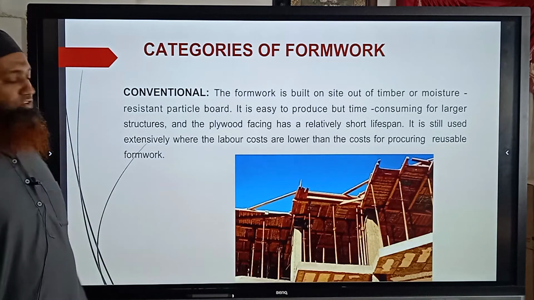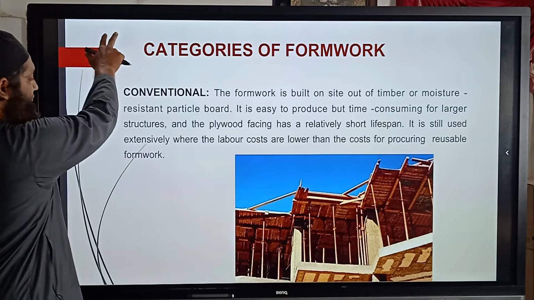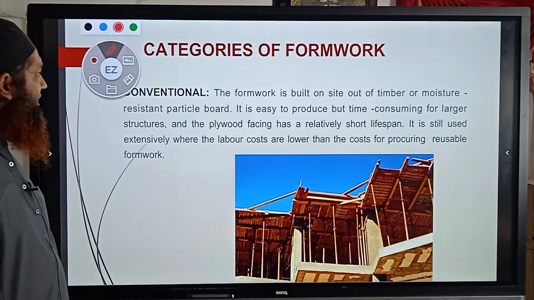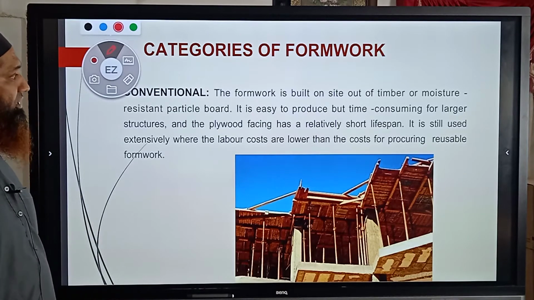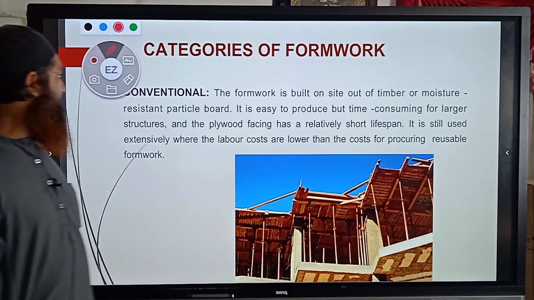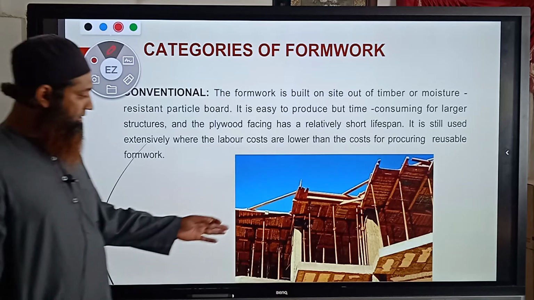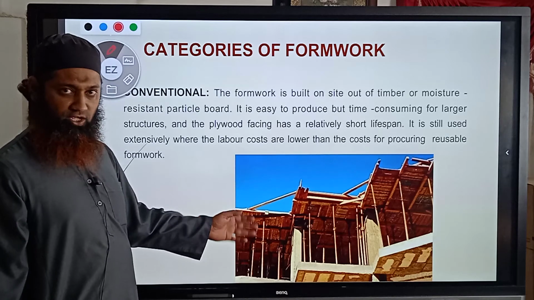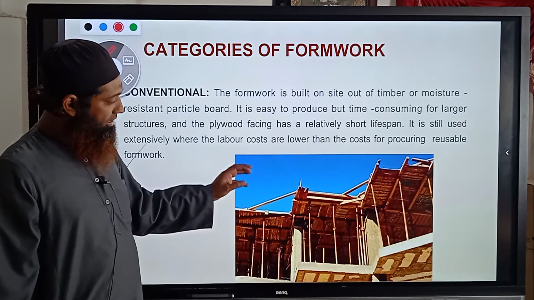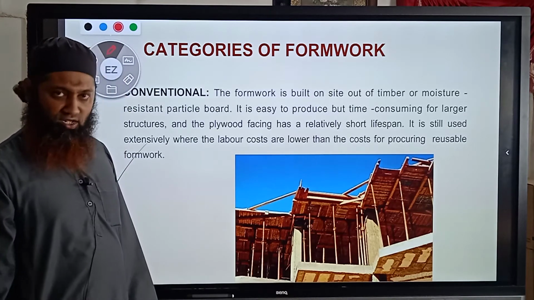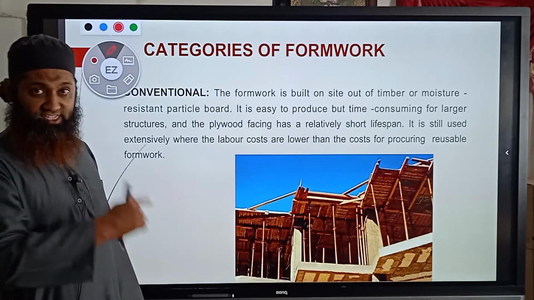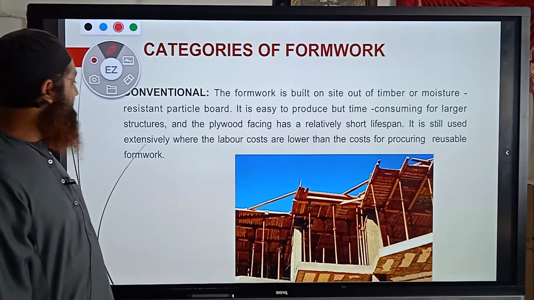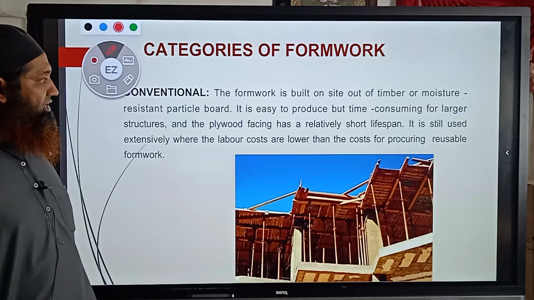Let us see categories of formwork. There are different categories in formwork also. Let us see that here. Conventional. You can see here, conventional, the formwork is built on site out of timber or moisture resistant particle board. You must have seen that in the previous years this type of formwork was only used. It was laid at the place of site only, fixed there on site. So it is easy to produce but time consuming for larger structures, and plywood facing has a relatively short lifespan.